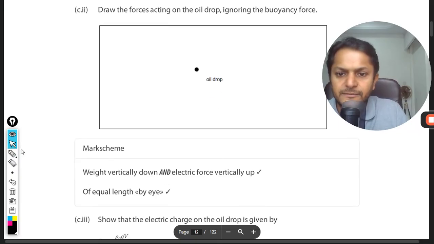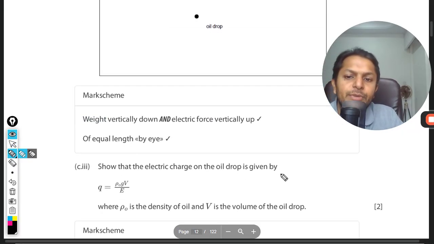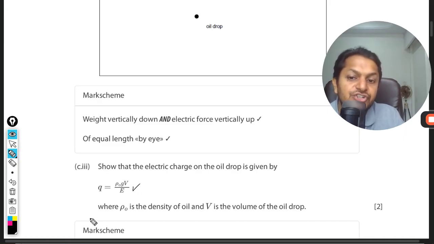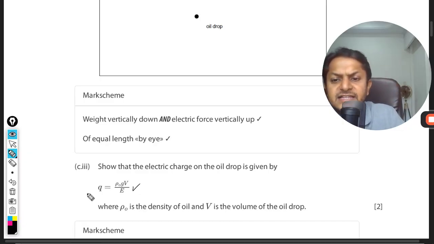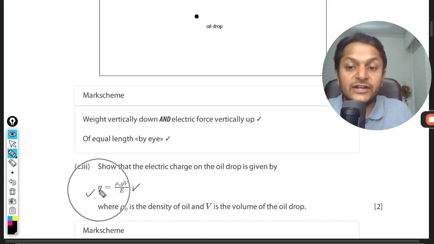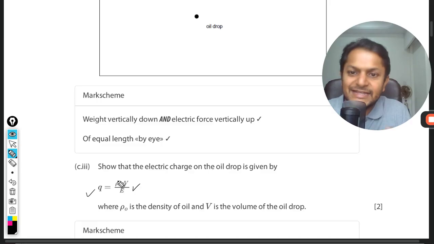Okay, so this is done. Show that the electric charge on the oil drop is given by this value. Now we have to show that the electric charge that has been accumulated is this. I can just see the equation here. If E goes to the other side, it will be QE. So they're talking about the electric force, and V rho G is, of course, the weight. So we are just balancing them out.